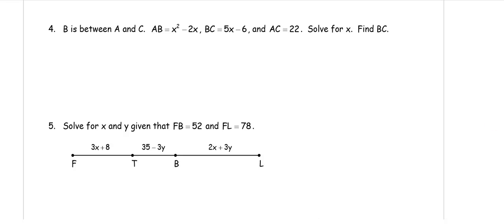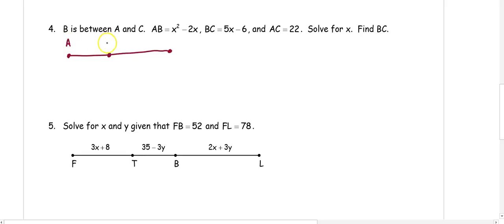Number 4, B is between A and C. So it doesn't give us a picture, but we know that there's 3 points on a line somewhere, and that B is somewhere between A and C. So we have A, B, and C on our segment. Now we can label the pieces we know. So we know that AB is x squared minus 2x, BC is 5x minus 6, and AC is 22.